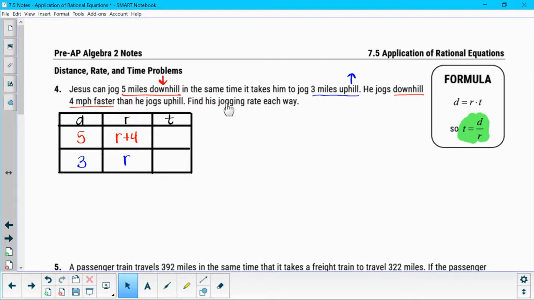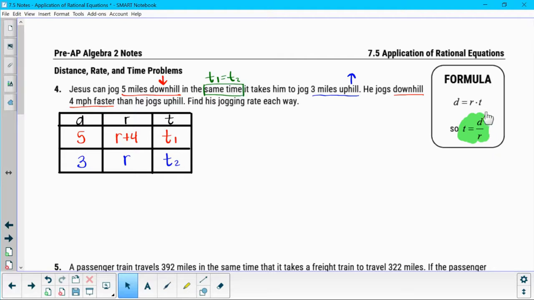Now we want to find his jogging rate each way. So what we're going to do is we have something important that we need to highlight. He travels both of these distances in the same amount of time. So I'm going to call his time for downhill T1 and his time for uphill T2. And if he's doing it in the same time, then T1 must be equal to T2.